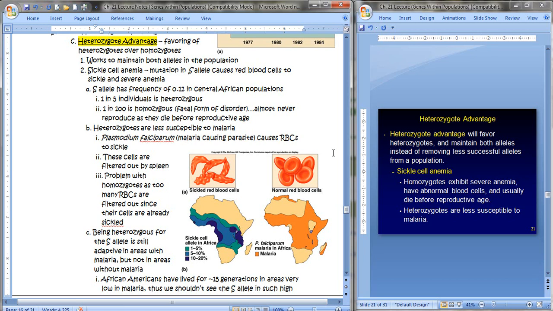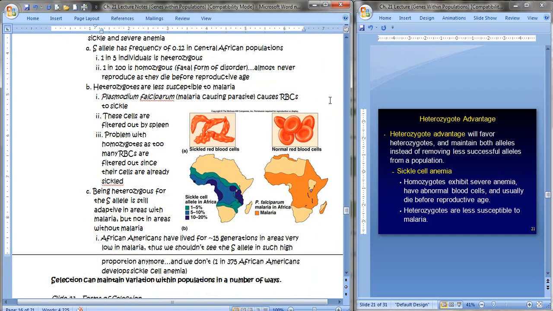Now, sickle cell anemia is given the allele S. There's a mutation in that allele that causes red blood cells to sickle, which we've discussed, and that causes severe anemia because those blood cells can't carry oxygen as well as normal blood cells. The S allele has a frequency of 0.12 in Central African populations. In fact, 1 in 5 individuals is heterozygous. 1 in 100 is homozygous, and it is a fatal form of the disorder. They almost never reproduce because they die before their reproductive age.